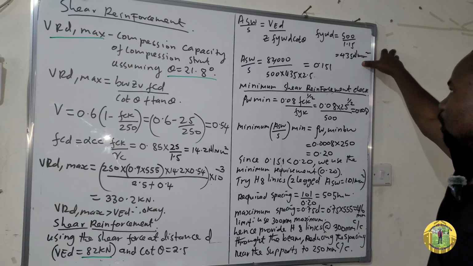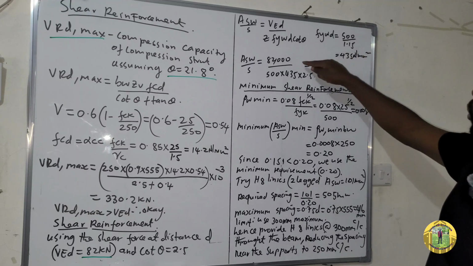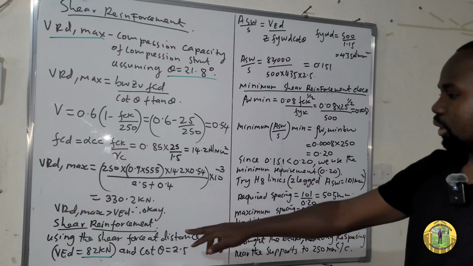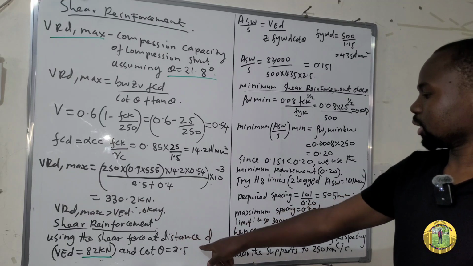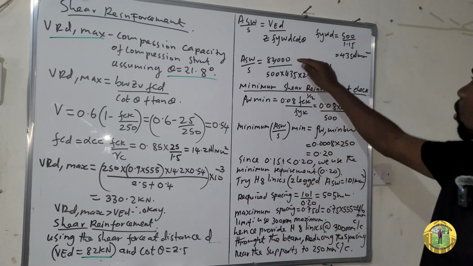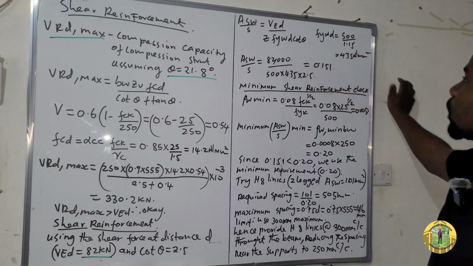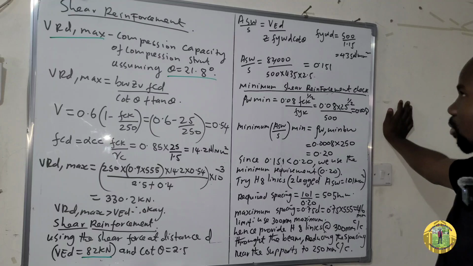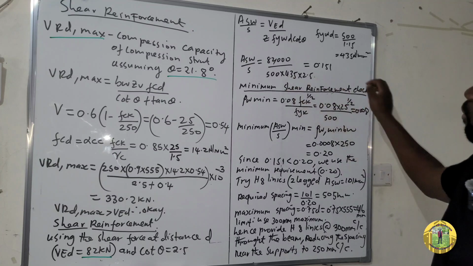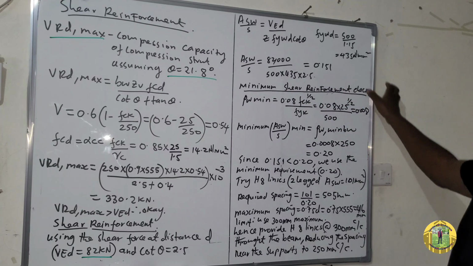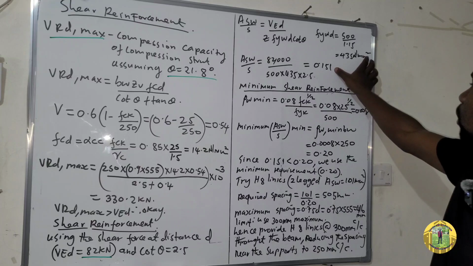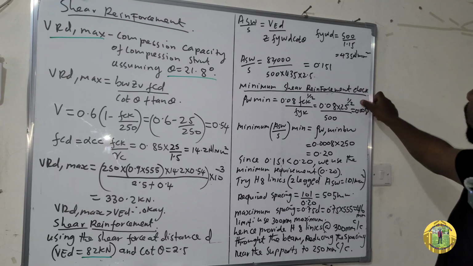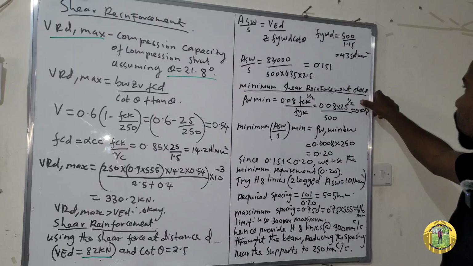Then ASW over S, we use the shear force at distance D, which is 82, convert it to Newton. You'll get 82, multiply by 1,000, you'll get 82,000 over 500 times 435 times 2.5, you'll get 0.151. Let's go for minimum shear reinforcement check.